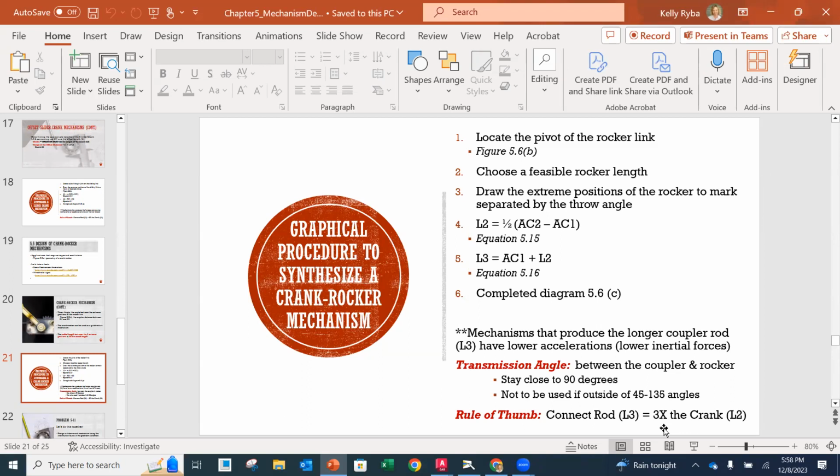Okay. Now, transmission angle. The transmission angle is going to be the angle between the coupler and the rocker. So that's going to be our L3, that's the coupler, and then L4. And we want that to stay as close to 90 degrees as possible, and not to be outside of 45 and 135. Otherwise, you can get it going over on itself and locking, and that's not a good situation. So we'll see this when we actually lay this out. We'll look at the transmission angle.